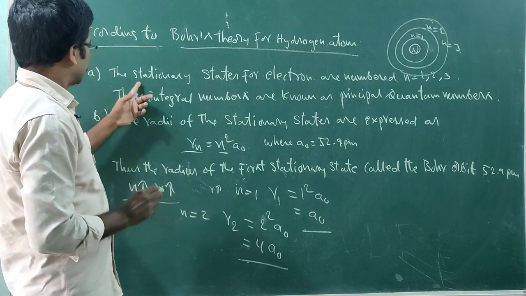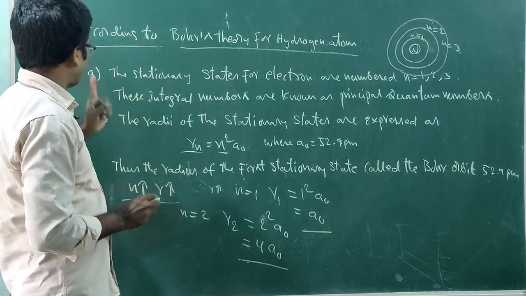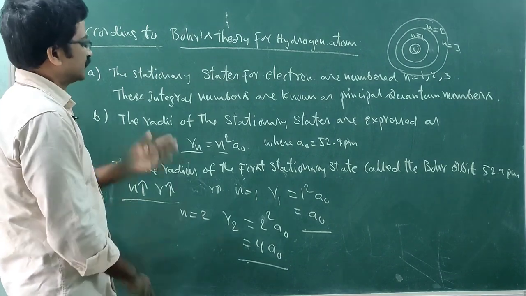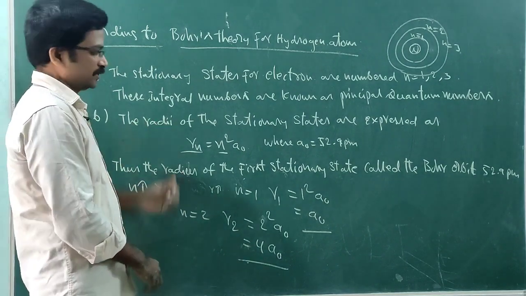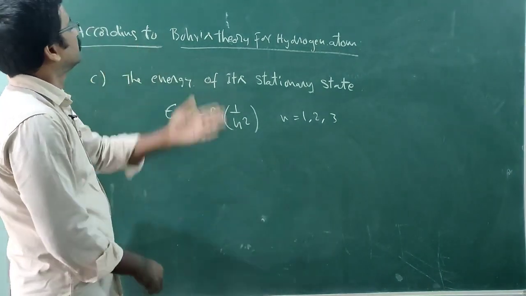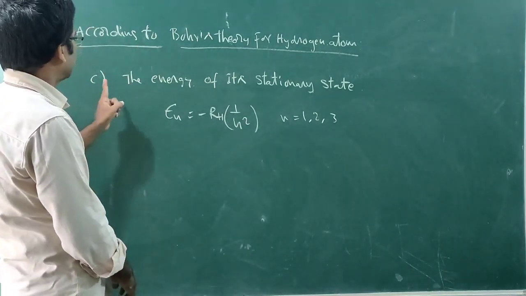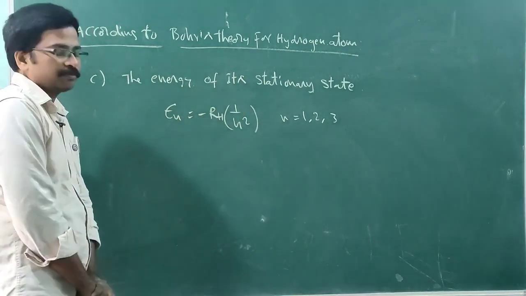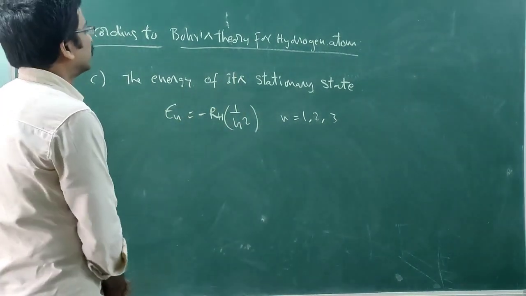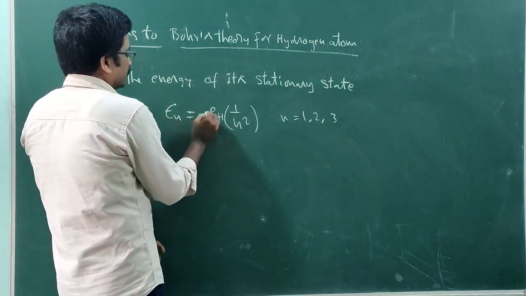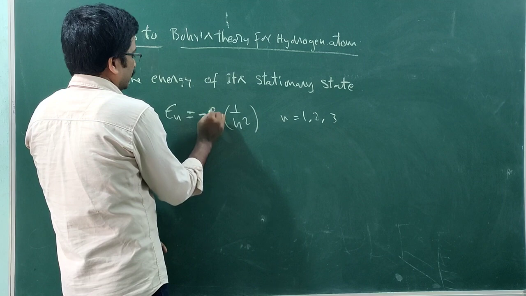These are the A point and B point. What about C and D? Let us look into this point, C point. According to Bohr theory of hydrogen atom, the energy of stationary states, they have given one equation for the energy of the stationary states.